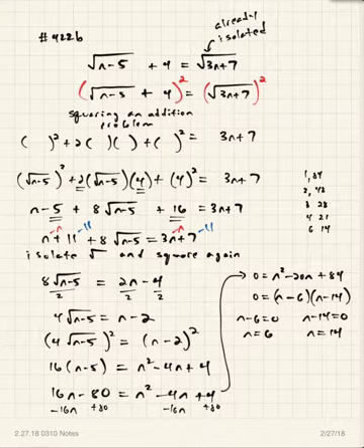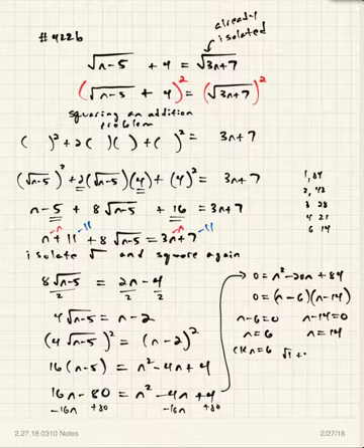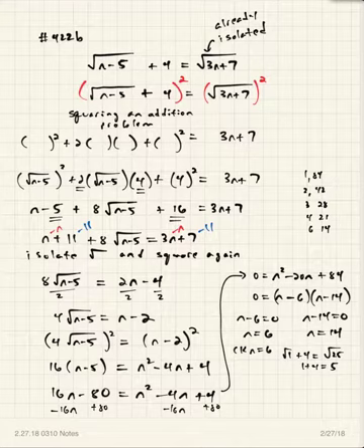And now remember, you are still not done here until you've actually checked the solutions to see if this actually makes sense, if either of these are extraneous. So when you check n equals 6, I'm just going to walk through this and kind of streamline the process. You get the square root of 1 plus 4 equals the square root of 25. And so you do get 1 plus 4 equals 5. And so n equals 6 checks.